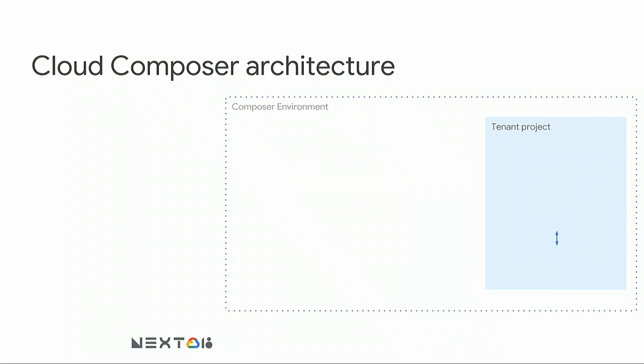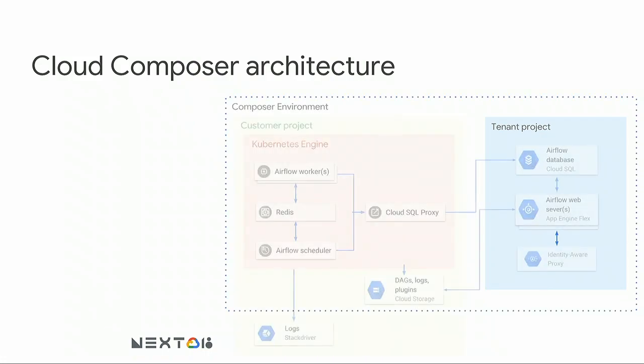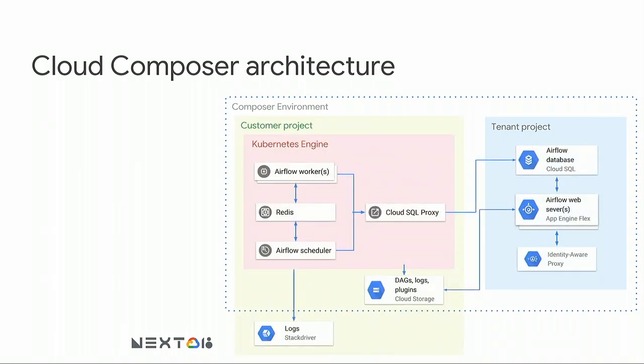Earlier, I mentioned that a Composer environment is really a collection of GCP resources. So here, I'm going to zoom one level in and then explain how and why we decided to use the following GCP resources to construct the Composer service. At a very high level, you notice there are two projects. One is called a customer project. The other one is called a tenant project.